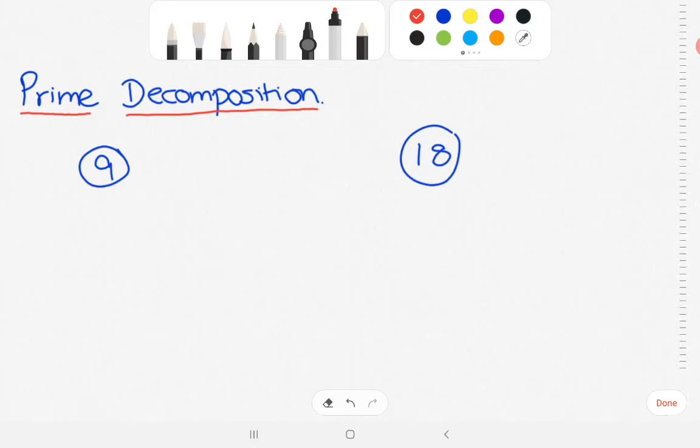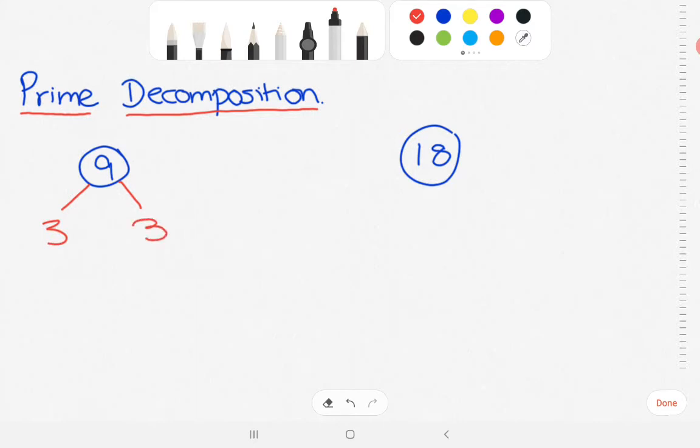So, we've got 9 in this first one. So we're going to break that 9 down. 9 is what times what? We want something other than 1 times 9. Remember, 1 times 9 wouldn't be the most helpful one here. So the 2 numbers that will multiply to give me 9 would be 3 and 3.